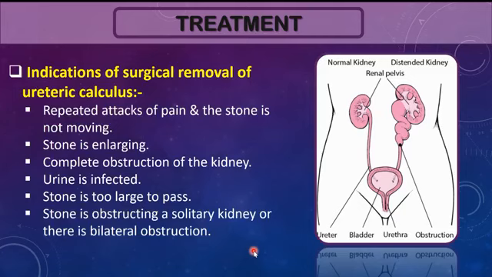Indications for surgical removal of the ureteric calculus. When you go for surgical treatment for ureteric stones, that means whenever there is a repeated attack of pain and the stone is not moving, it is fixed in position, you must remove it. The stone is enlarging in size, or there is complete obstruction of the kidney causing hydronephrosis, and ultimately the patient may have a non-functioning kidney. For that reason, the stone needs to be removed.